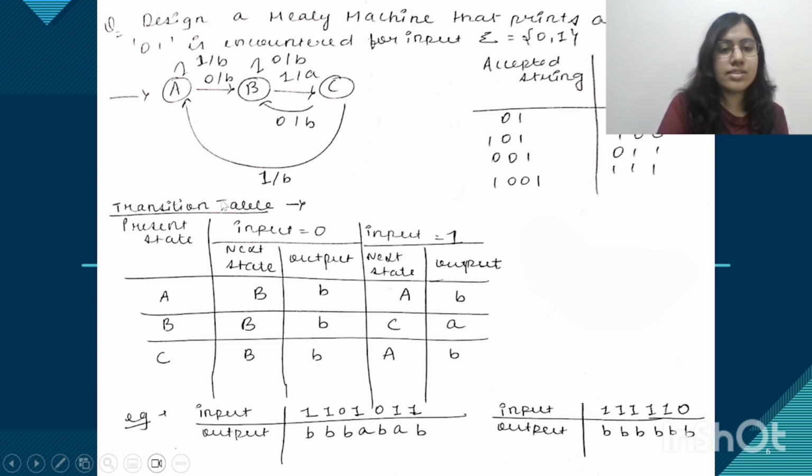Now we'll look at the transition table for this. In the present state A, if A has to move to the next state with input 0, it gives the output B. And from A to A with input 1, it gives the output B. Similarly, for B and C, it does the respective outputs. And one thing here that is different from Moore machine, again, we see is that here the output depends upon the input, the next state as well as the output. The outputs are different at each state.